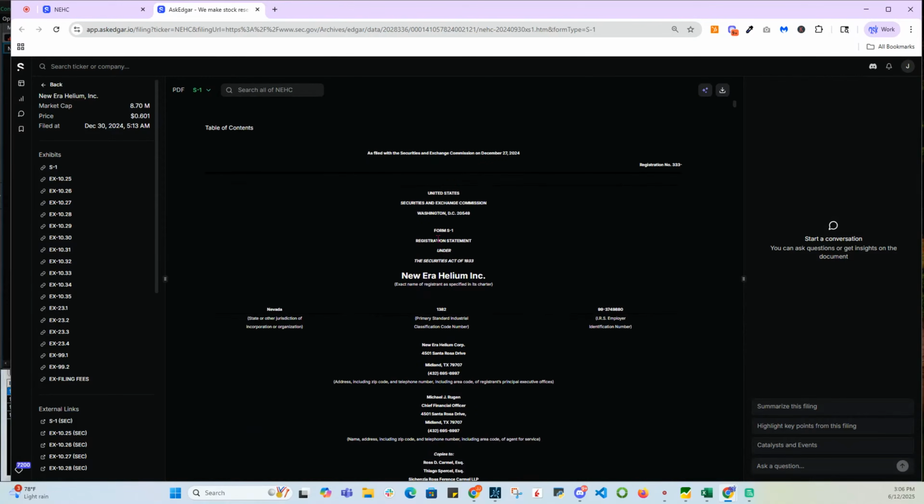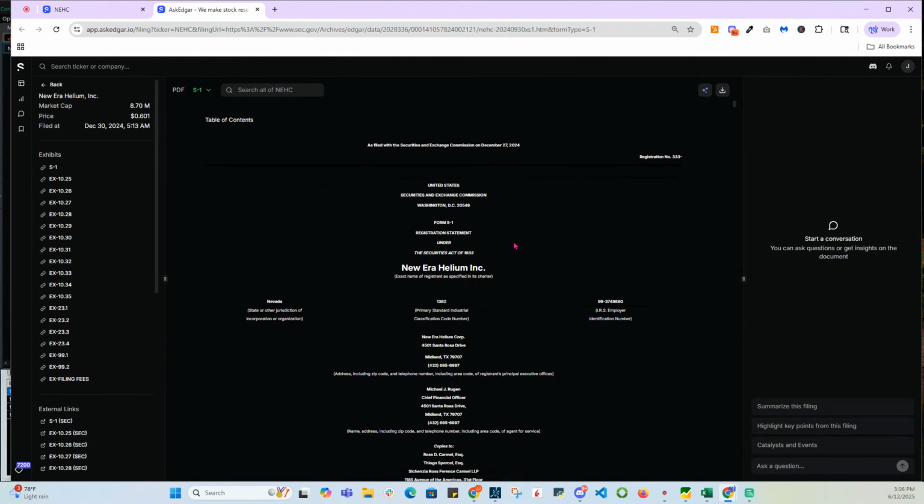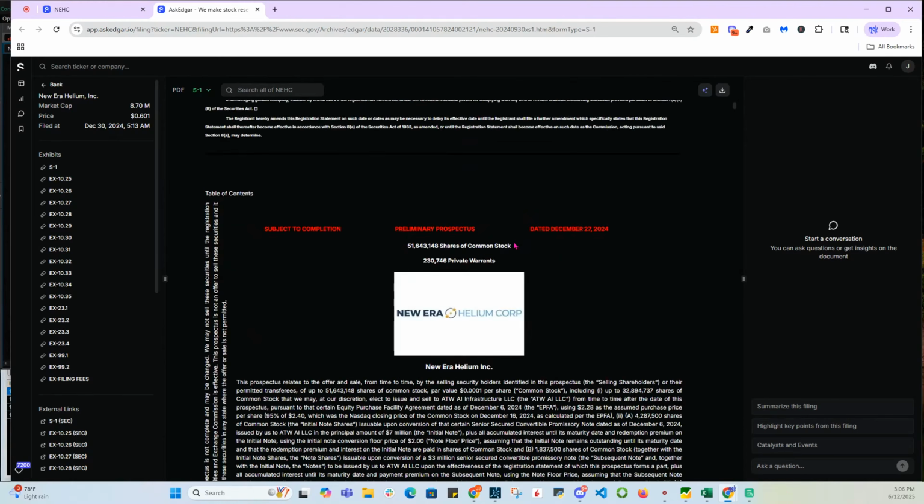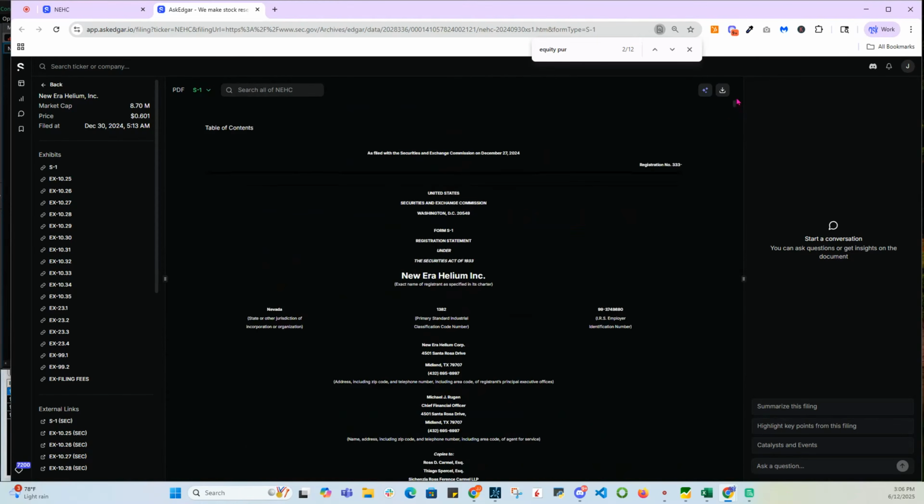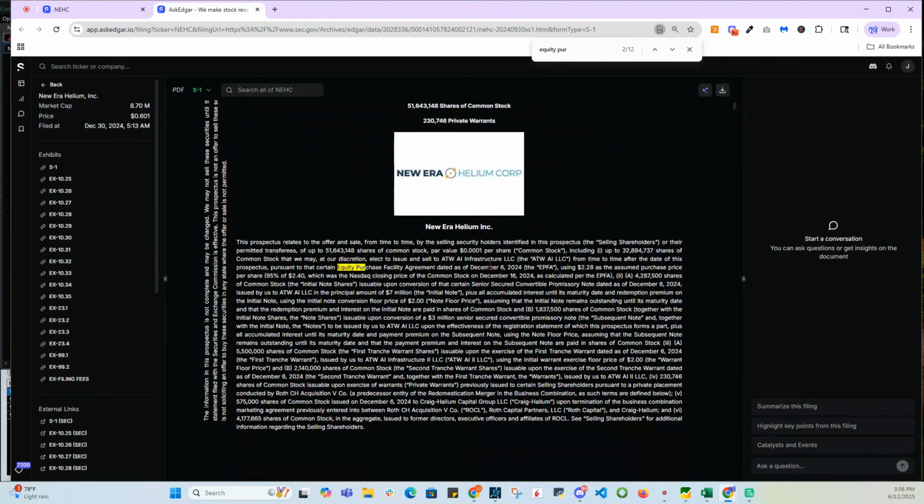But if you want to see the details for yourself, and I recommend you do that, you go into the filing. Let me just take a quick step back. This is the registration. This is an S1. It's registering the shares for this equity line, kind of similarly to how an S3 shelf will register shares that a company can then sell in an ATM or in a registered direct offering.